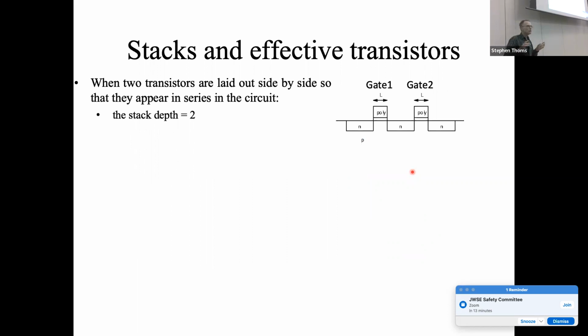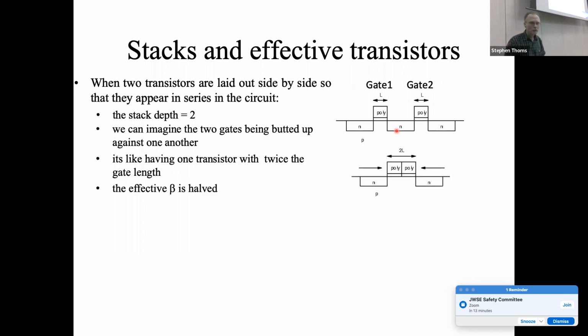So when you've got transistors in VLSI, we sometimes need to start thinking about what the silicon looks like. So we'll just do that for a second. If you put 2 transistors side by side, so they're in series, so you've got gate 1 and gate 2, and you've got your doped regions here, that gives us a stack depth of 2. We can imagine the gates being butted up to each other.